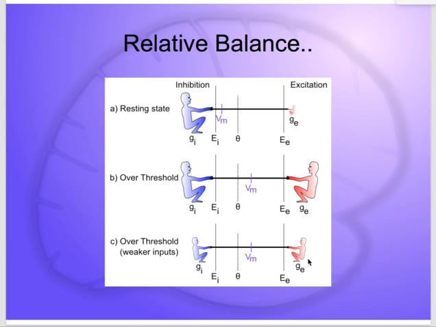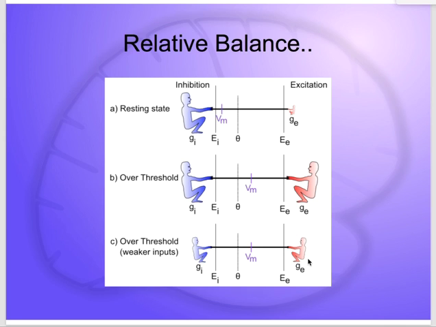Now, part of what's important is it's not the absolute amount of inhibition versus excitation. It's sort of the relative amount. So you sort of see a resting state where the inhibitory guy can pull a lot stronger. There's a lot more inhibition than there is excitation, so V sub M, the membrane potential, is below the threshold.